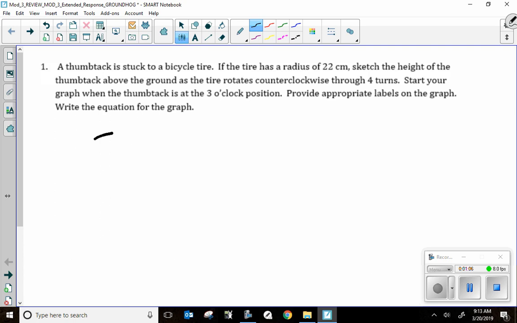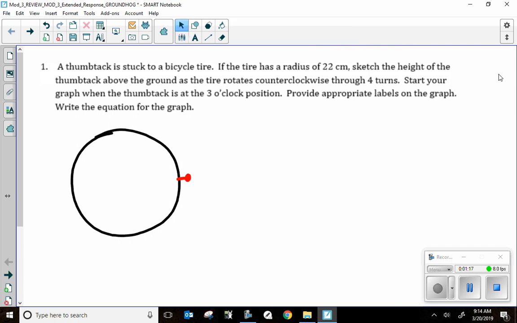First thing I'm going to do is sketch, because I like to draw things. There's my tire. I have a thumbtack in this tire. Keep in mind that it is starting at the 3 o'clock position, which is pretty much dead east. They say the radius is 22 centimeters, so this is the middle. The radius of my tire is 22 centimeters. Now this tack is going to go around 4 revolutions, but it's going to start at 3.